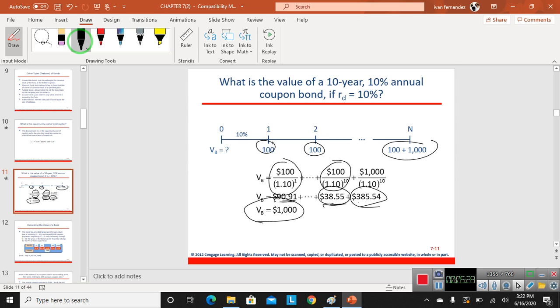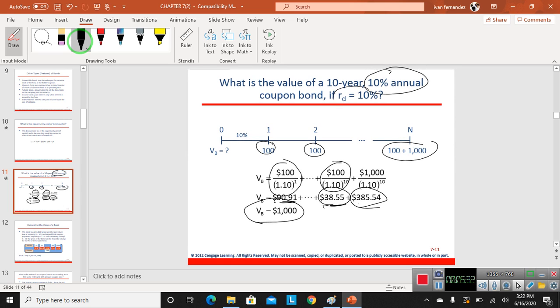What happens when you have a bond where the coupon is the same as the required rate, as in this case, 10% coupon, 10% required rate? Well, when that happens, the price of the bond is $1,000. Always. It just happens to be. It's always going to be like that. So if the coupon equals the required return, the price of the bond is always going to be 1,000, which is the face value. Okay.